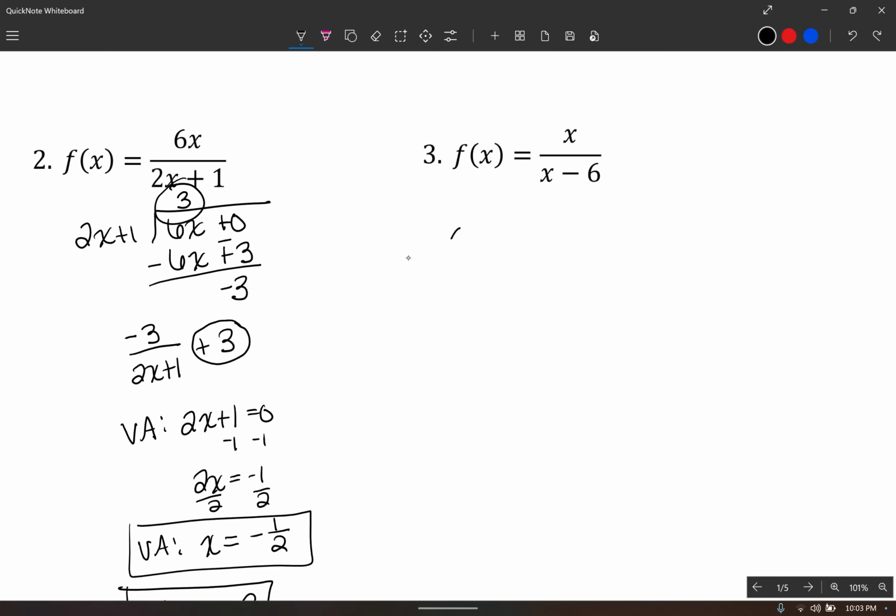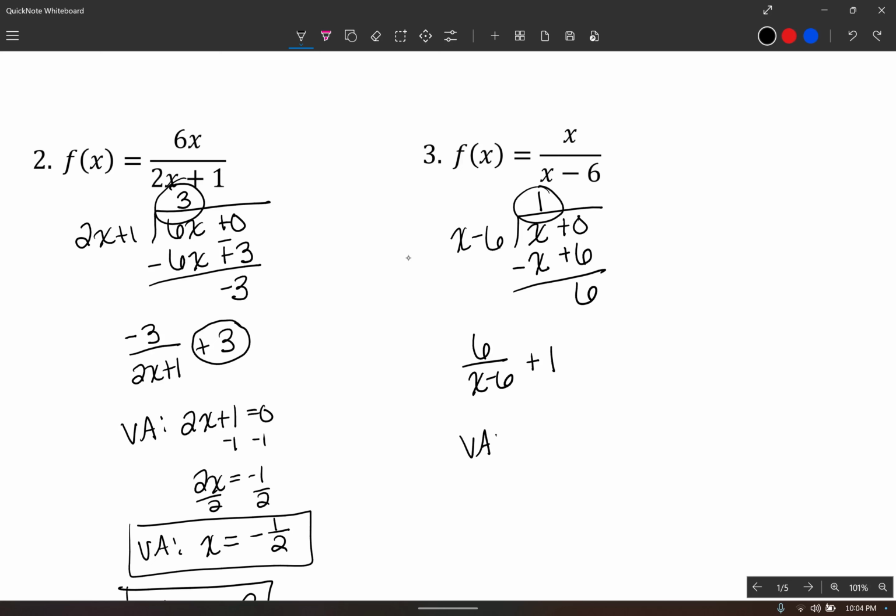All right, on number 3, we are dividing x by x minus 6. And again, I'm going to add 0 as a placeholder. x divided by x is 1. So 1 times x is x, and 1 times negative 6 is negative 6. And then we subtract. So x becomes negative, 6 becomes positive, and I have a remainder of 6. So I have 6 over x minus 6, and then plus 1. So for my vertical asymptote, I would set that x minus 6 equal to 0, which gives me x equals 6. And my horizontal asymptote, I'm paying attention to that number on the outside, so y equals 1.